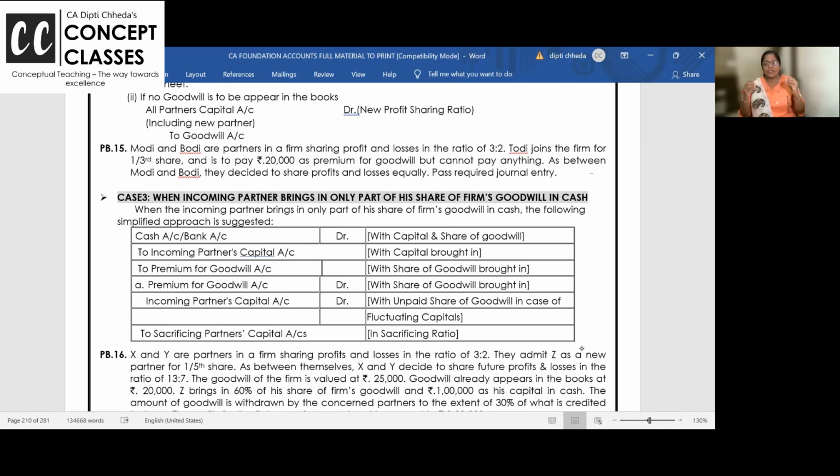Whether you're having this problem or not, read it from screen now. 15th problem. Modi and Bodhi are partners. 3:2. Old ratio. T entered with 1/3 share. And other twos have also decided कि 2/3 को 1/3 करेंगे. तो सब equally हो गया ना? है ना? Right? And he is not bringing the goodwill in cash. 15th problem, third method. Second method.